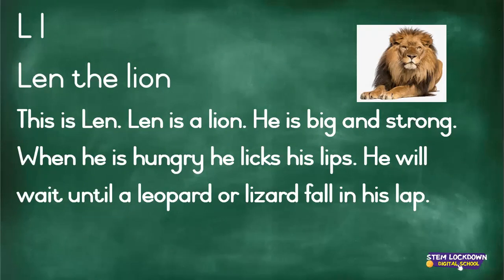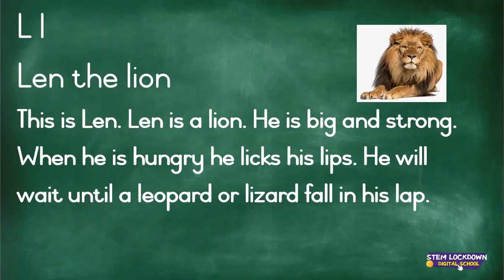Now we are going to just go over the story. Len the lion, that is the title of the story, or we can say the name of the story. This is Len, and we also say what he is. He is big and strong. I wonder who else is there, maybe in your house, that you think is big and strong. Sometimes it can be mommy, sometimes it can be daddy, or maybe it can be granny, or it can be your brother or your sister.